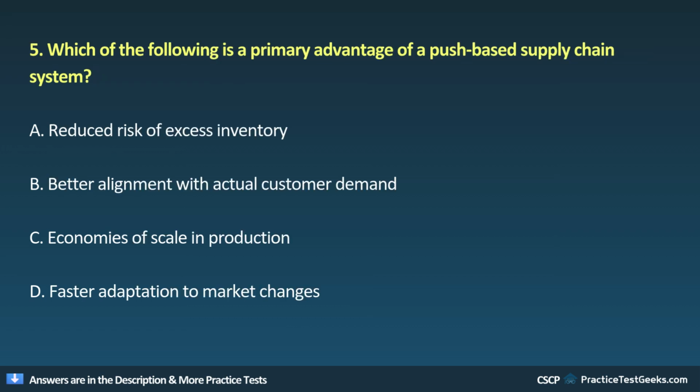5. Which of the following is a primary advantage of a push-based supply chain system? A. Reduced risk of excess inventory. B. Better alignment with actual customer demand. C. Economies of scale in production. D. Faster adaptation to market changes.